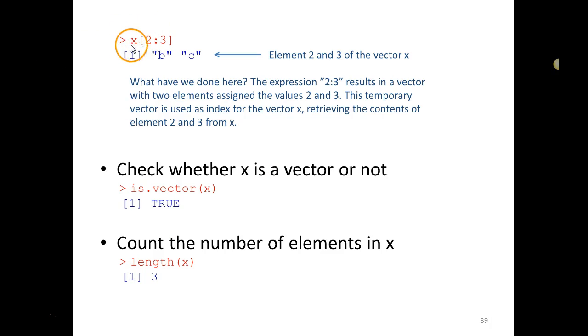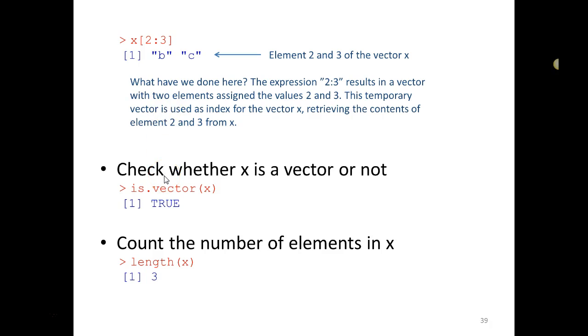In this case, we're interested not only in element 2, but in elements 2 and 3. And when you write 2 colon 3 here, we get the 2 last elements of the vector X, B and C. What really happens here is that this command, colon, which is a short form of sequence, produces a vector in itself containing the numbers 2 and 3. So what we have here is actually X bracket, and then a vector 2 and 3, and another bracket. And this makes R fetch elements 2 and 3 and return them from the X vector.